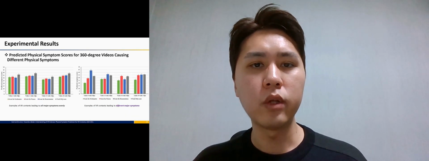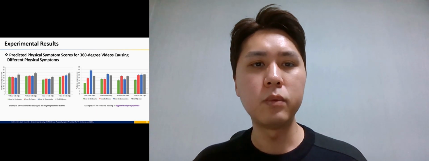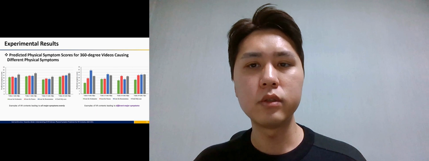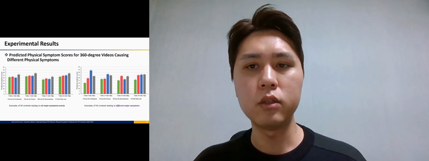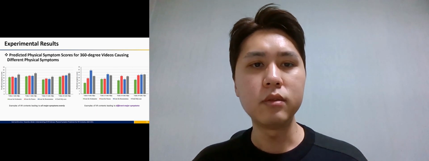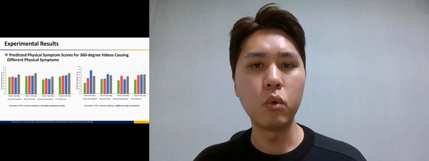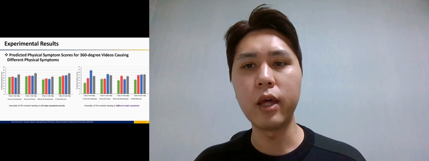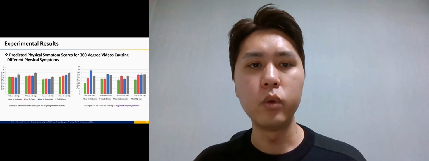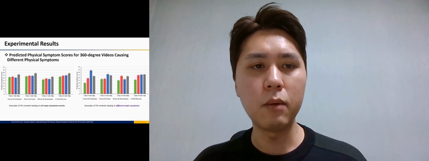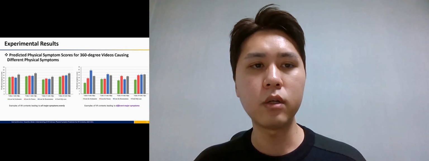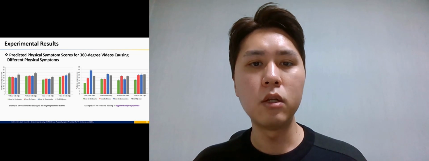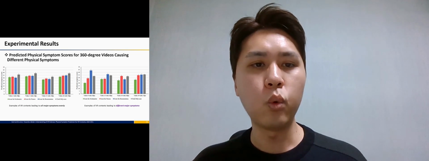This slide also shows additional examples. In case of the left figure, the level of major physical symptoms caused by different VR contents were very similar. It means that 3 different physical symptoms were perceived to a similar level by subjects when they watch these contents. On the other hand, the right figure shows the example of the different major symptoms caused by each content, while these stimuli had a similar level of total sickness scores.